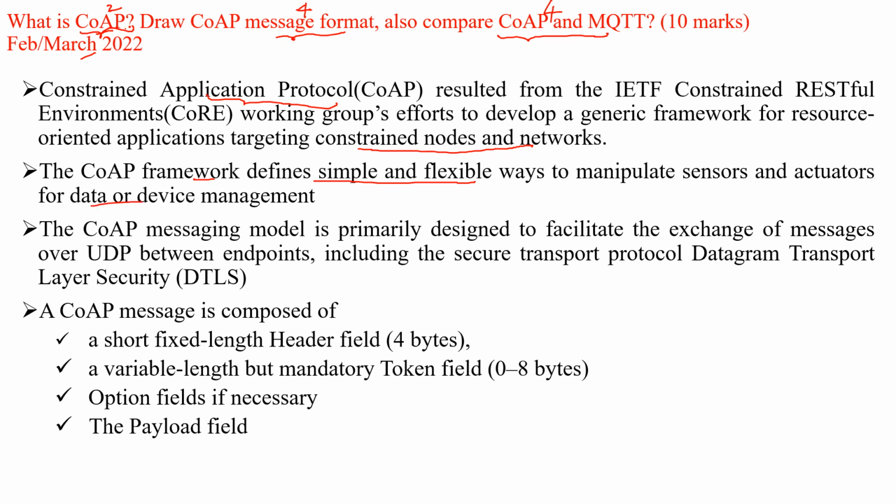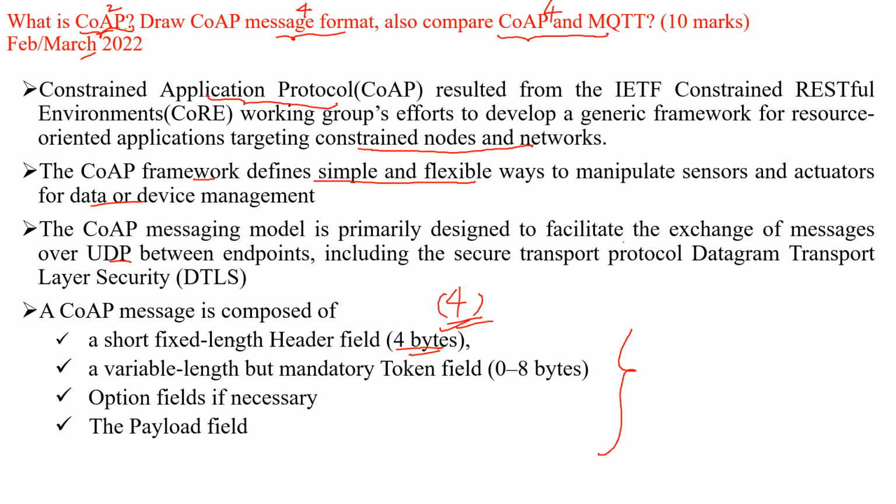The CoAP messaging model is primarily designed to facilitate the exchange of messages over UDP. So what is UDP? User Datagram Protocol, which is nothing but a connectionless service, right? Including the secure transfer protocol, DTLS, Datagram Transport Layer Security. So let us move on to your message format. The CoAP message is composed of primarily four main fields. One is the short fixed-length header, which is fixed at 4 bytes.